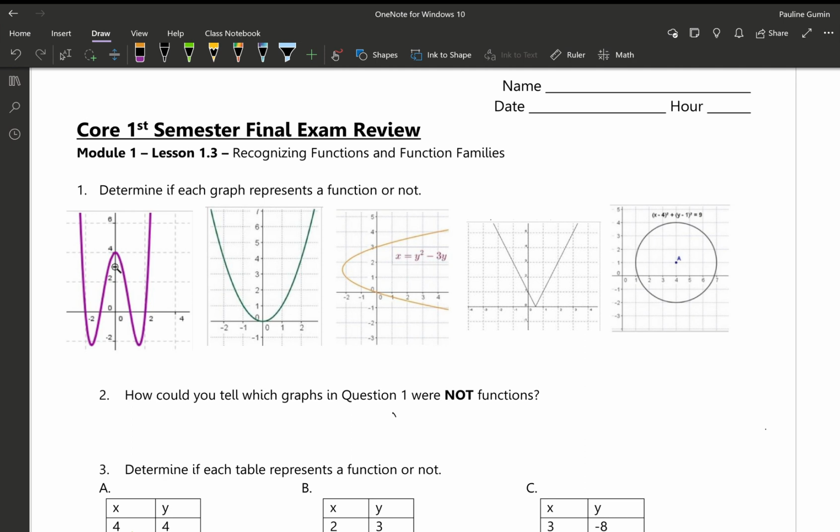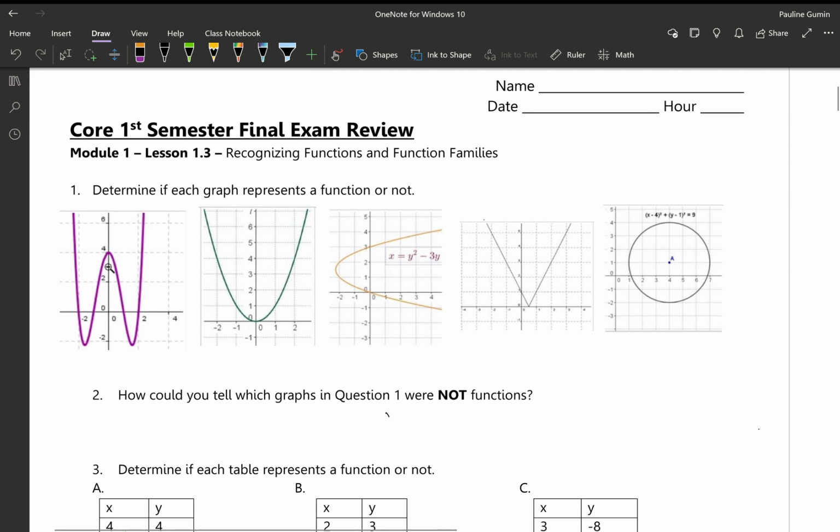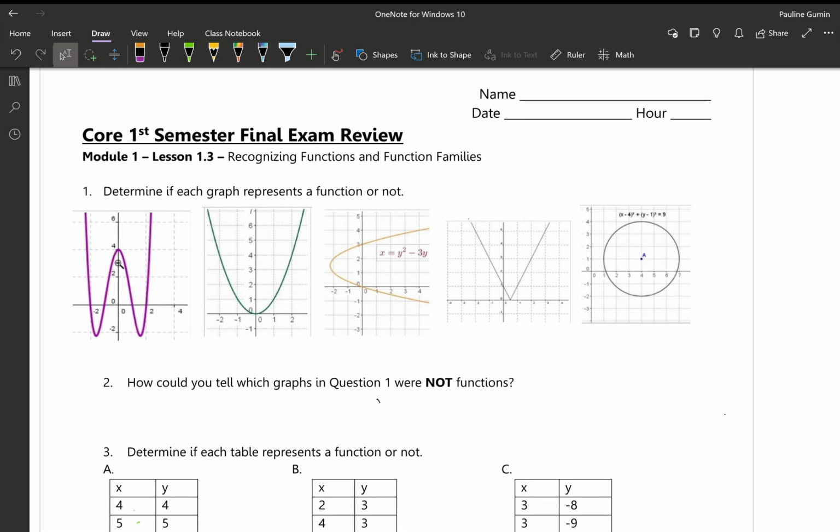Let's do it. So we're going to begin with KC1. Number 1, determine if each graph represents a function or not. Now the way we're going to do it is by using our vertical line test. So let's do it. I'm going to draw a line through this W shape. It only crosses once. That means it's a function.